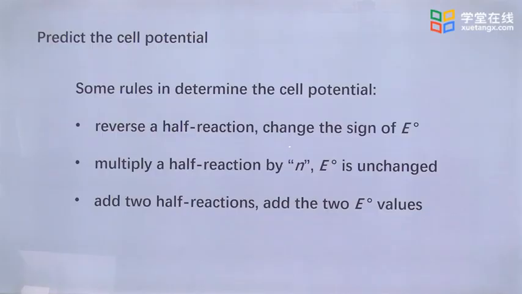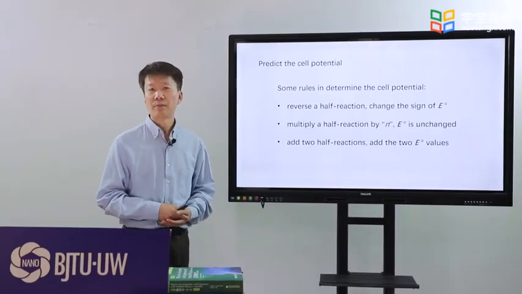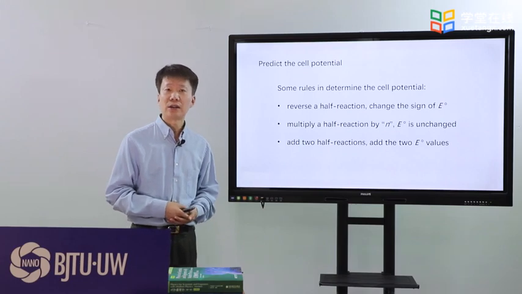If you reverse a half reaction, then change the sign of E naught. If you multiply a half reaction by n, E naught is unchanged. If you add two half reactions, then add the two E naught values.